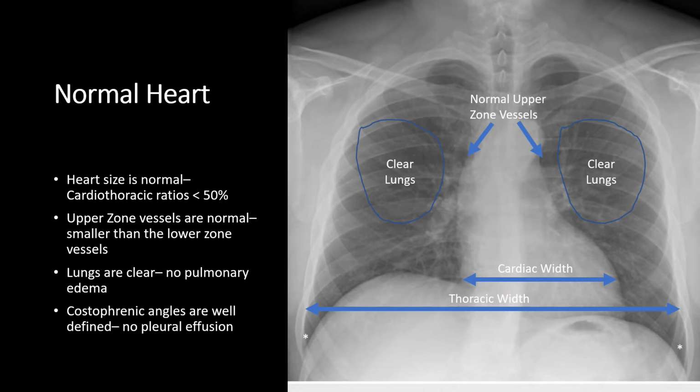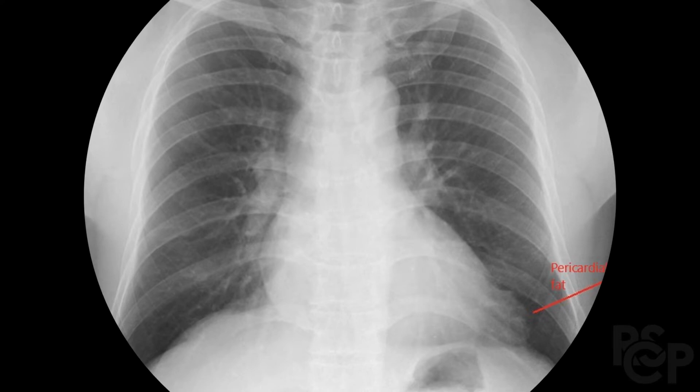Also, you can look at the upper zone vessels, which are normal in this chest radiograph, meaning they are smaller than the lower zone vessels. The lungs are clear, no signs of pulmonary edema, and the costophrenic angles are well defined, meaning no signs of pleural effusion. When evaluating these chest radiographs, it's important to be cognizant of the pericardial fat pad you can see in some patients. This can commonly be mistaken as lower lobe pneumonia, or if it's included in the cardiac width, it can falsely make it look like a patient has cardiomegaly.